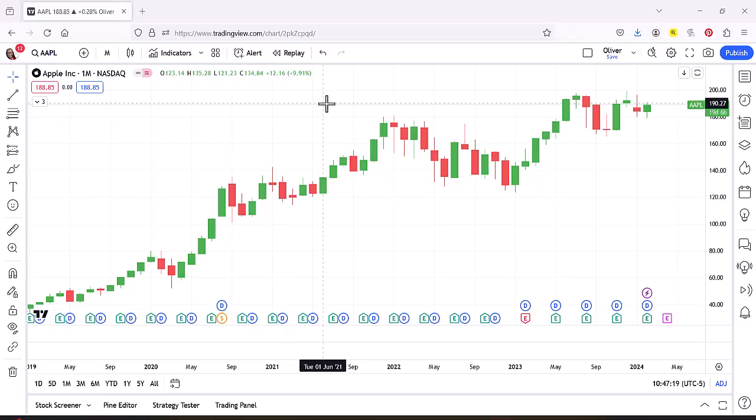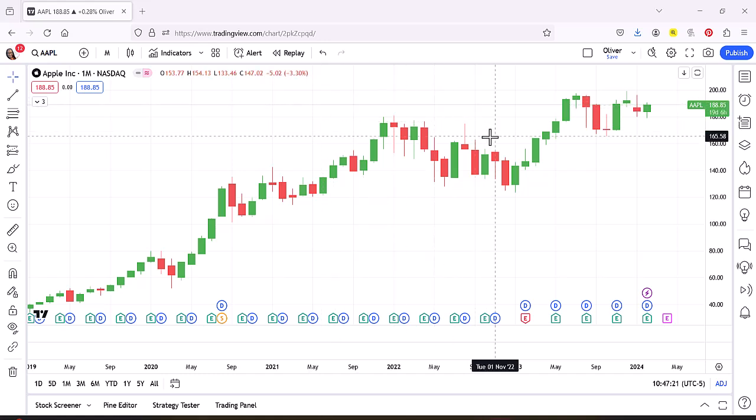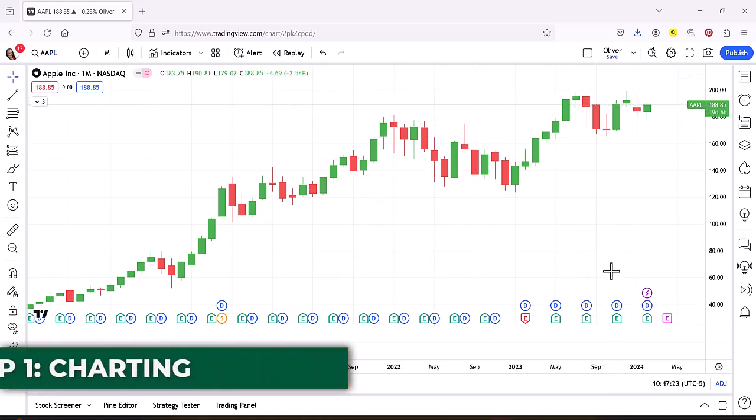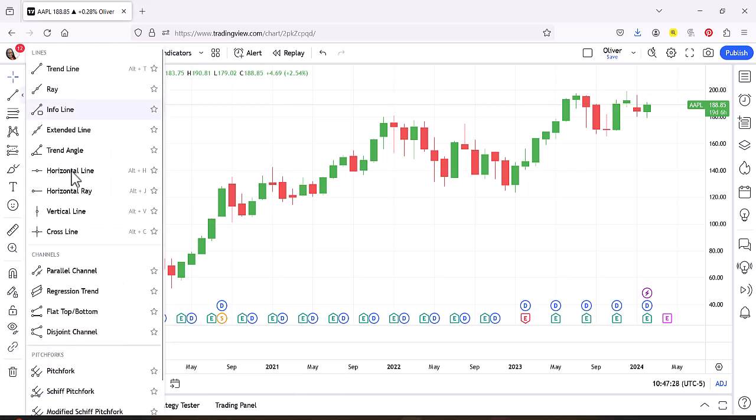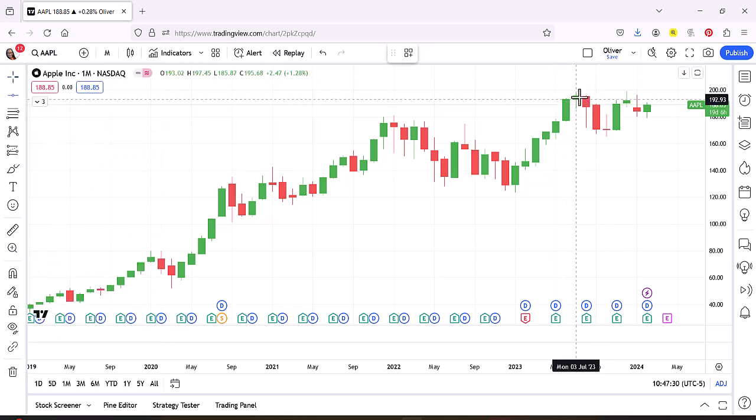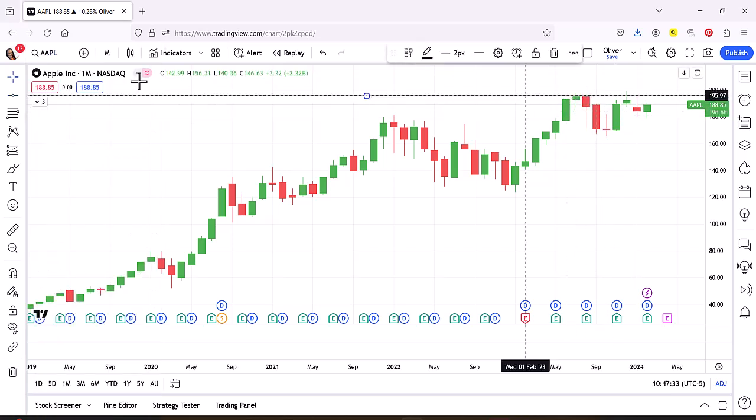Step 1 of the top down analysis includes charting. I'm going to start on the monthly time frame. We will also do the weekly and the daily. Let's chart for some support and resistance on this time frame. I see one at 195. Oh, we're using Apple. We'll start with Apple, by the way.